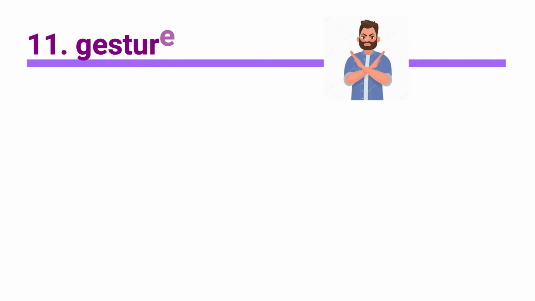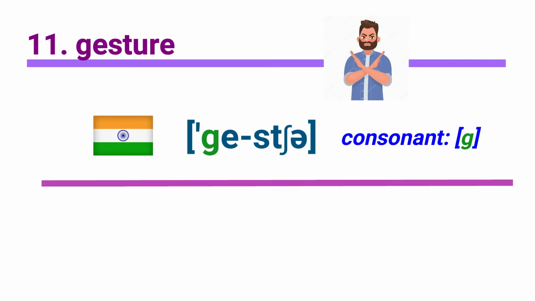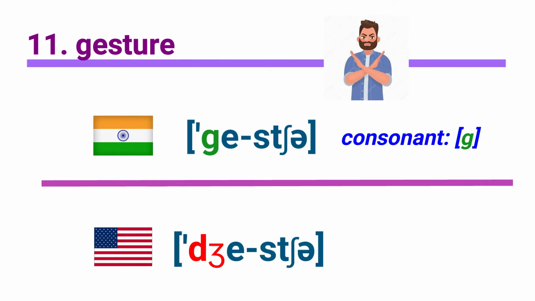Next word is GESTURE. My friends from India tend to pronounce it as gesture, with the consonant of G. And American friends pronounce it as gesture, with the consonant of G. I have been a Toastmaster for 19 years, so I have heard of gestures many times, especially during the speech evaluations.